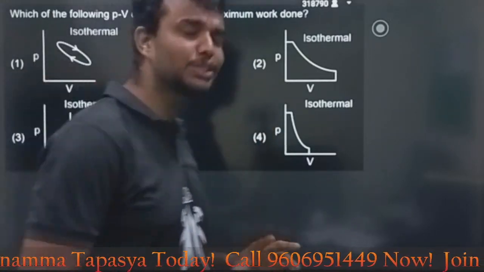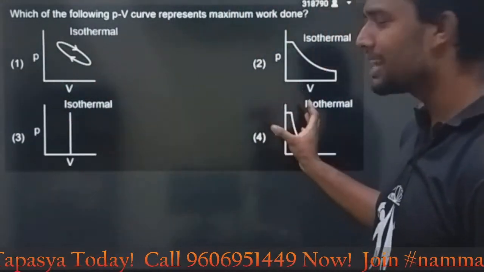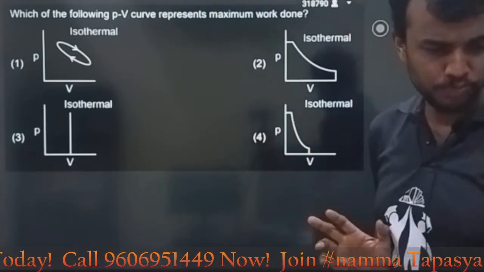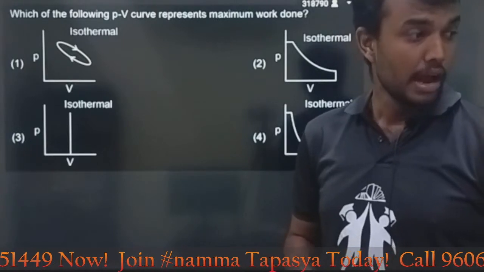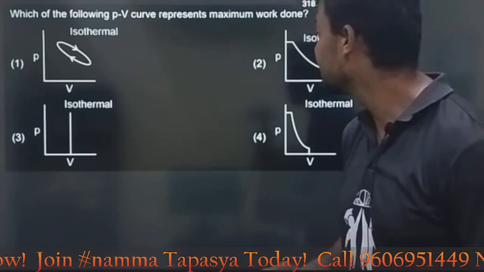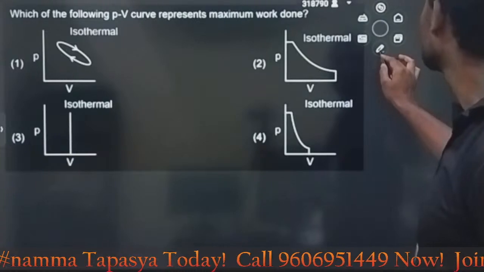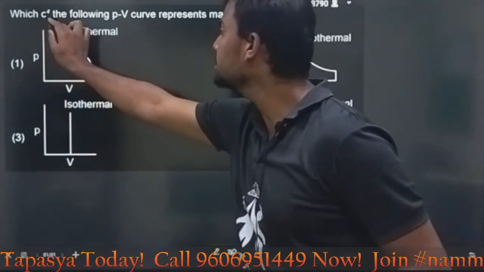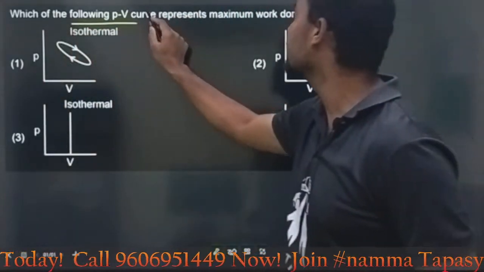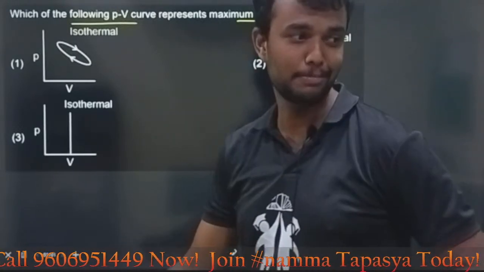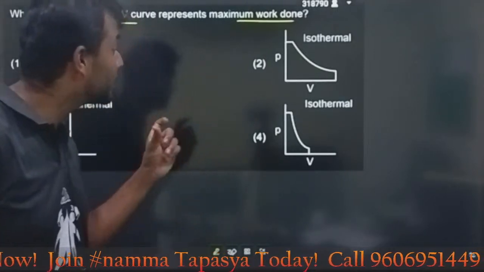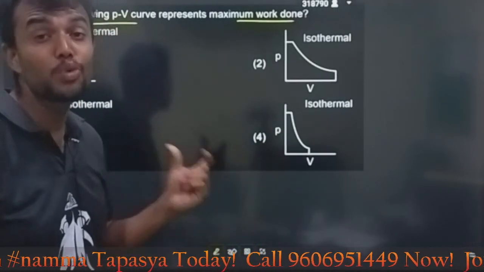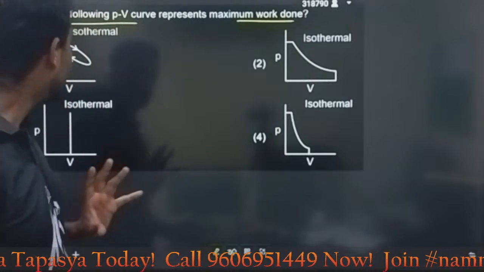It is one of the easiest questions. This question is also important for your physics, very important for physics also, my dear students. Look here, guys. What is the question? Very simple. The question is, which of the following PV curves represents the maximum work done? We need to choose the option which has more work done. My dear students, look here.